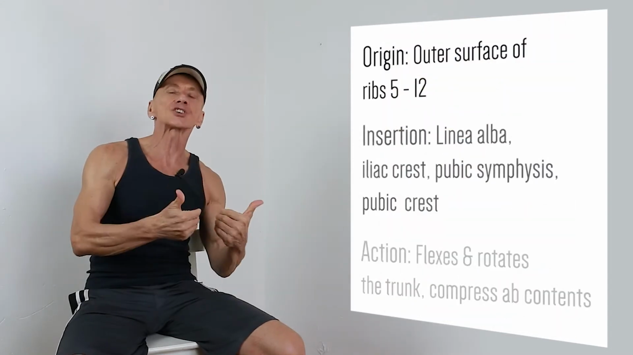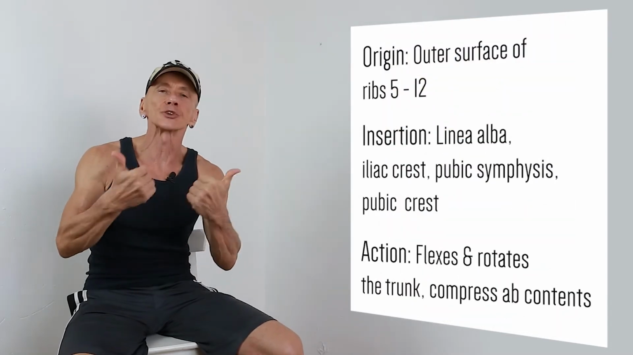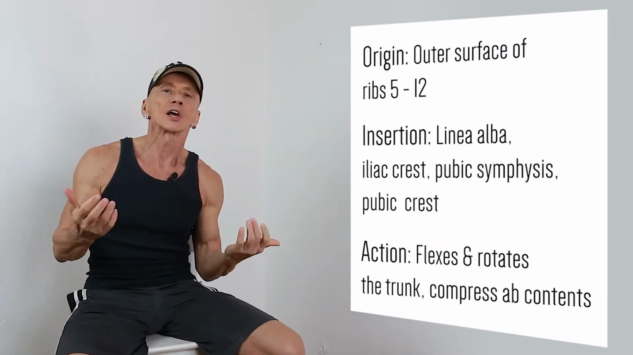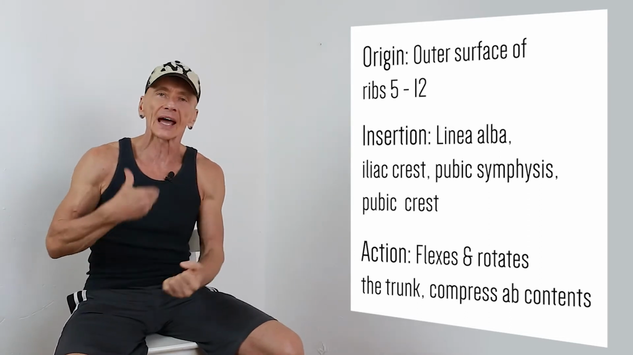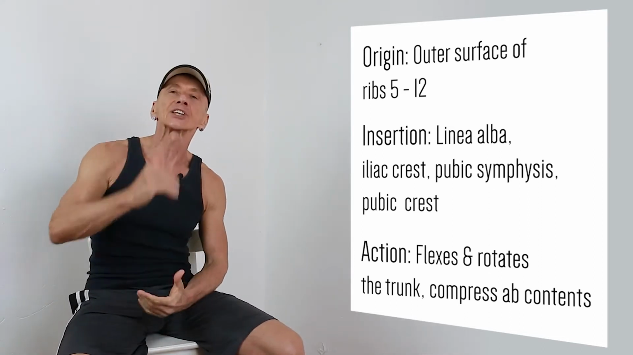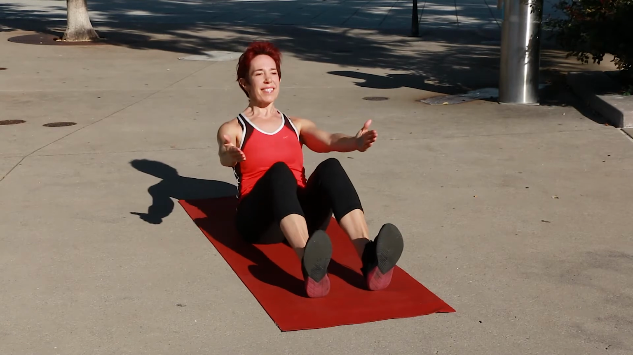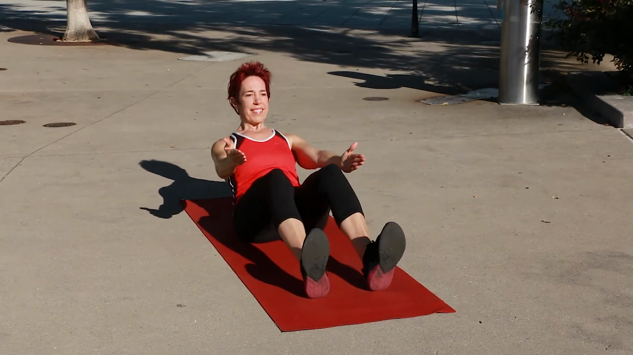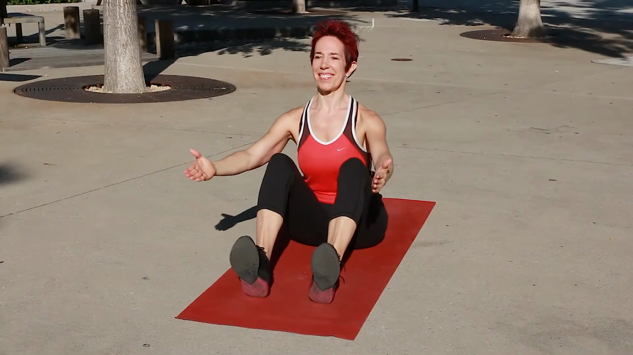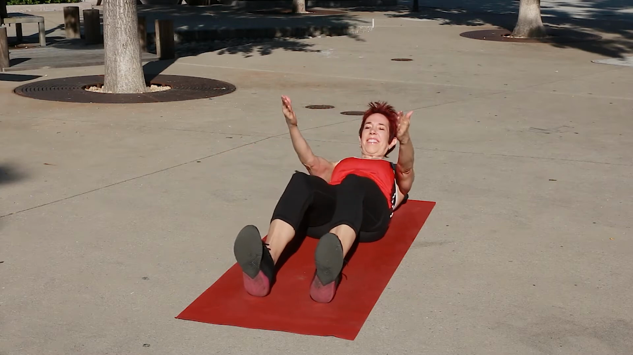Now the action of the muscle is to flex and rotate the trunk, or in other words, move the upper body from side to side and forward. Let's talk about a movement. When both external obliques contract, it creates a trunk flexion, and with that assists the action of the rectus abdominis. When only one side of the obliques is contracted, it creates a trunk rotation.